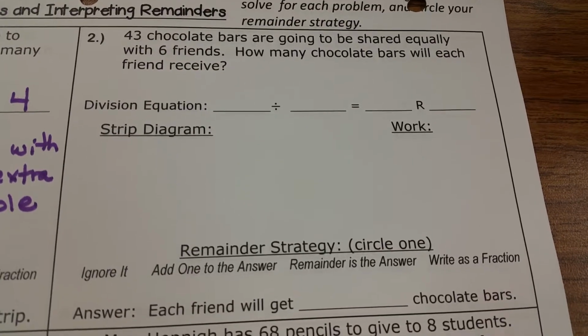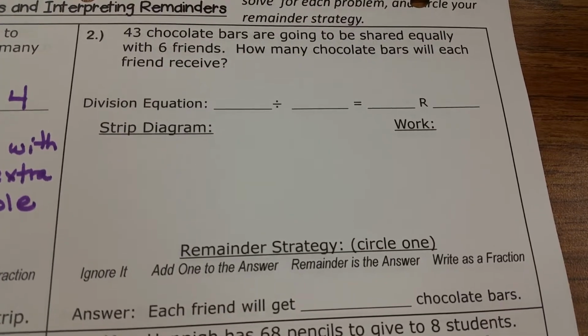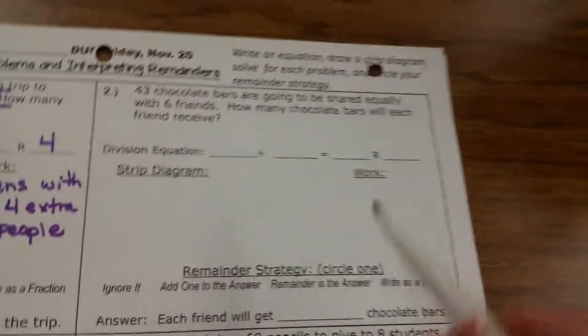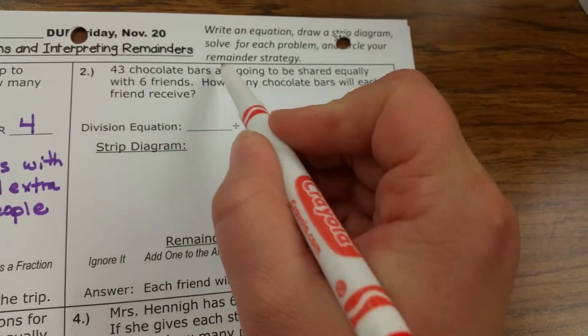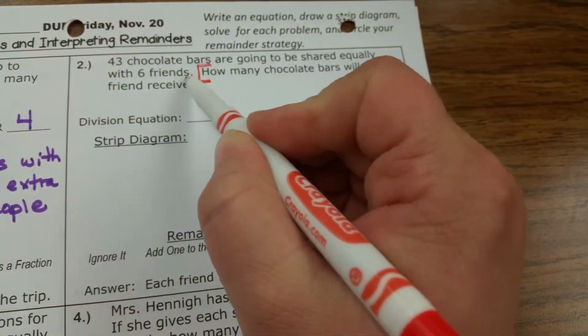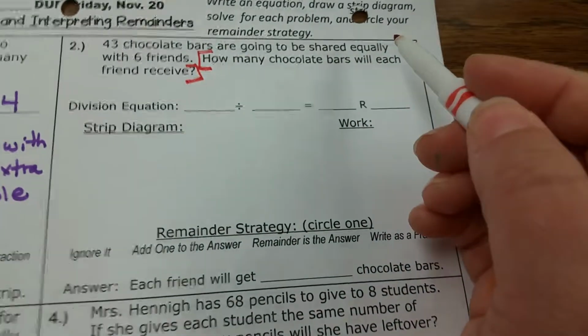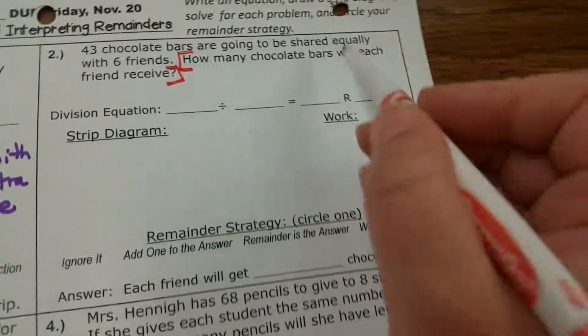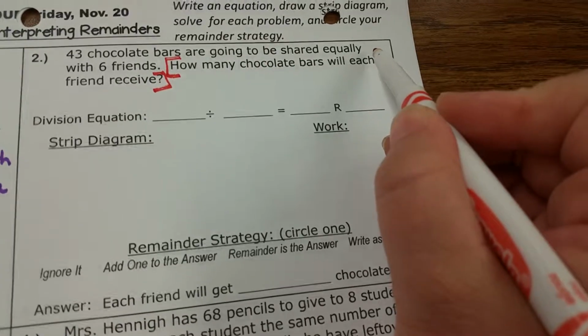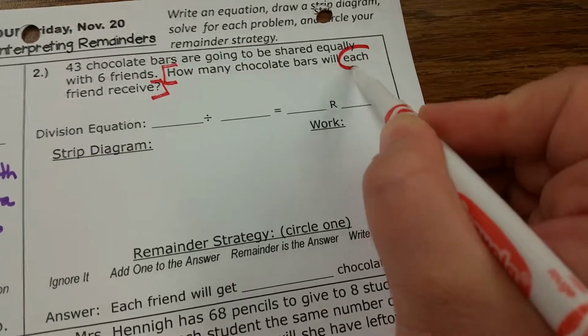43 chocolate bars are going to be shared equally with 6 friends. How many chocolate bars will each friend receive? Okay, so I'm going to bracket my question, which is how many chocolate bars will each friend receive? So I have to say, okay, what am I looking for? I'm looking for the number that each person will receive.